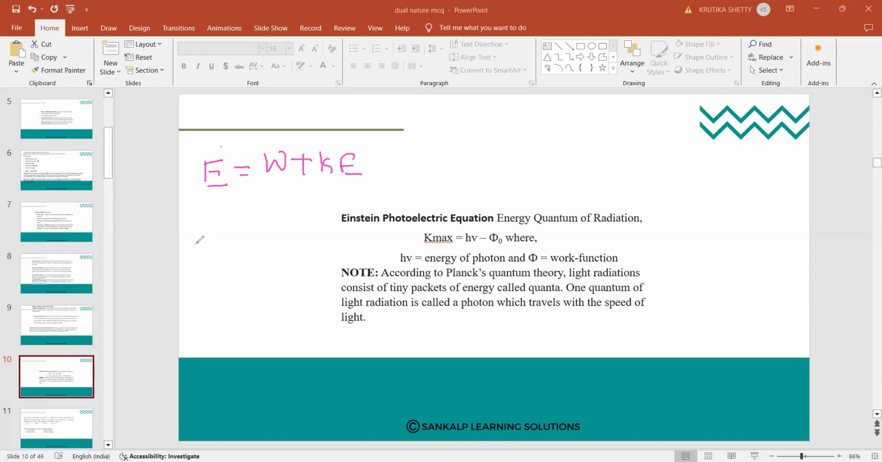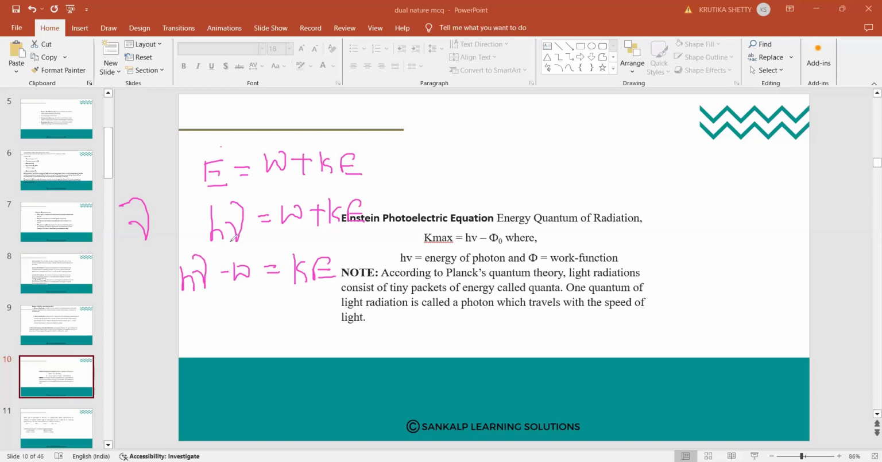So energy of the photon you might have studied in chemistry. The energy is given by h nu, you write it. So the energy of the photon is given by what? h into nu. Nu is the frequency. So h into nu is equal to w plus kinetic energy. Yes, so if you require kinetic energy, what does the equation become? h nu minus w.